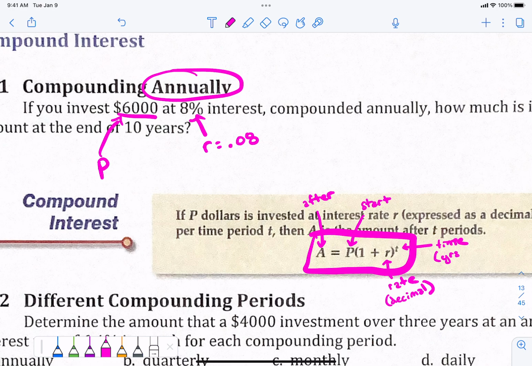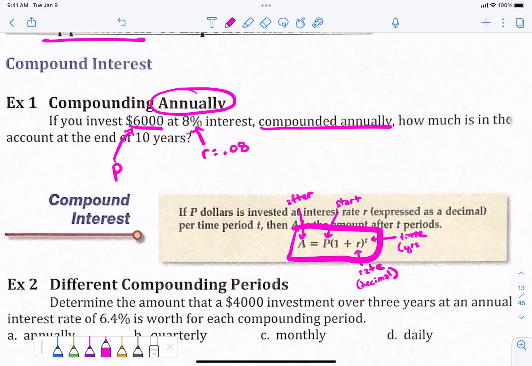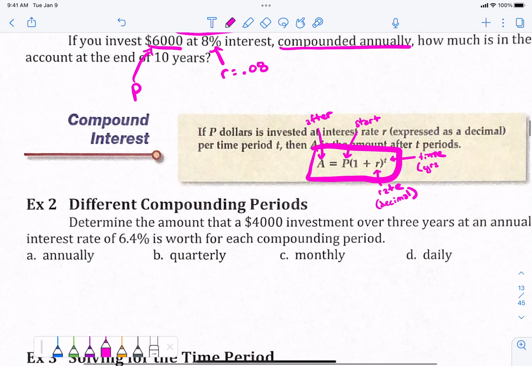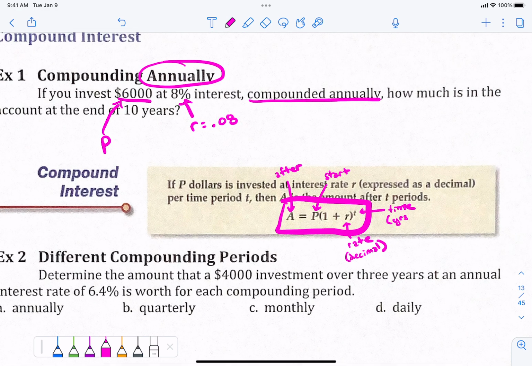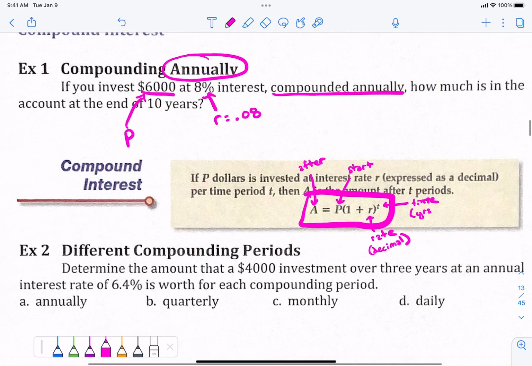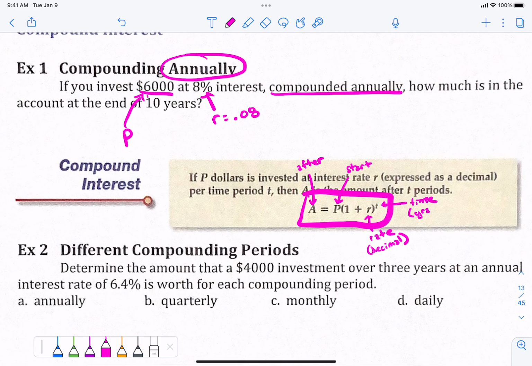Compounded annually. Don't worry about the compounded annually part. We're going to talk about later on how that's different, because here we're going to do compounded quarterly and monthly and daily and all those things, okay? Compounded annually, you don't have to do anything extra special, okay? How much will the account be at the end of 10 years? What are we finding? Which variable do we not know out of this formula? The after. We don't know the after, so we're just going to plug all the stuff in.